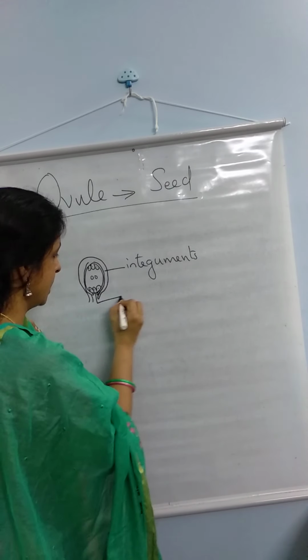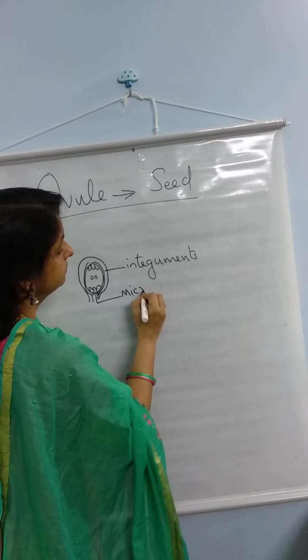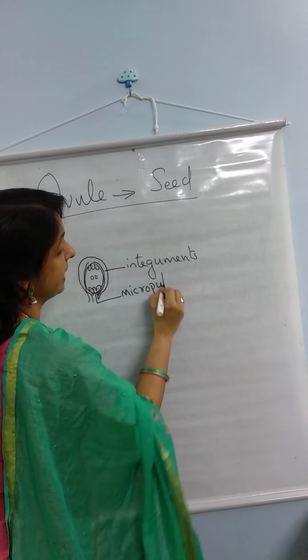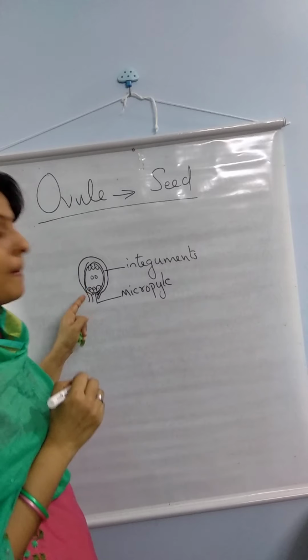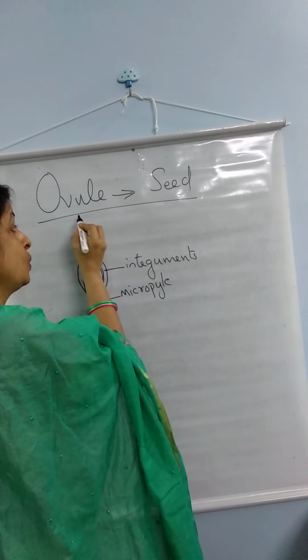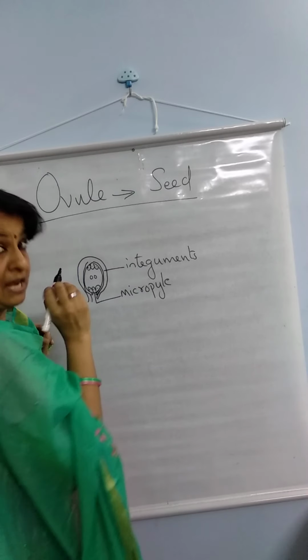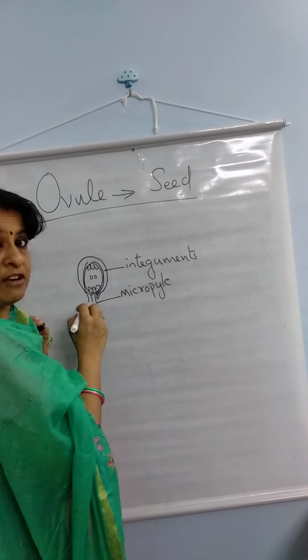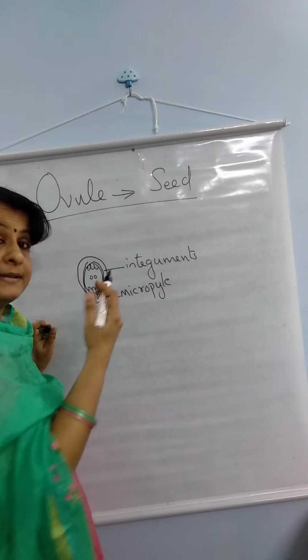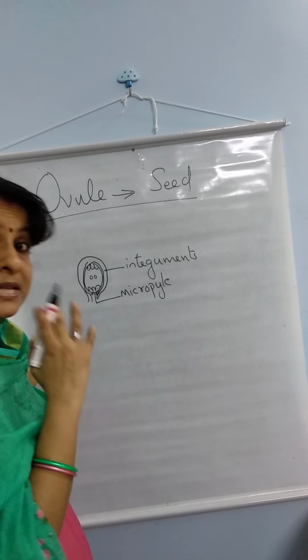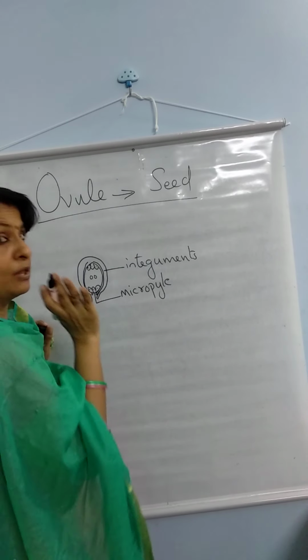That part is called micropyle. Through micropyle, the pollen tube will enter the ovule. So this micropyle is very important in the stage of fertilization. Later in the seed formation stage also this micropyle is important.